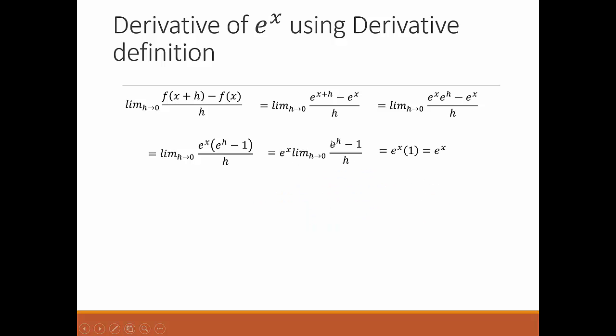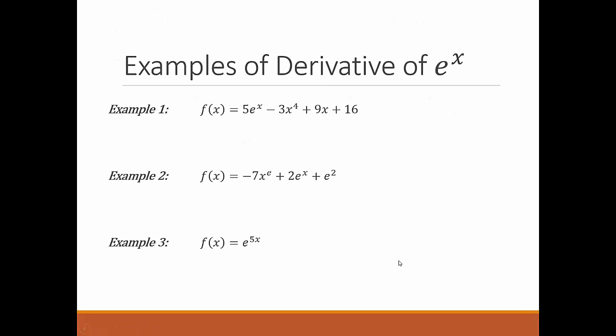And thus, if this limit is 1, then the derivative, because this is the definition of a derivative of e to the x, is just e to the x, which is kind of cool, right? So that's an easy one. Let's look at a couple of examples that involve finding the derivative of e to the x.